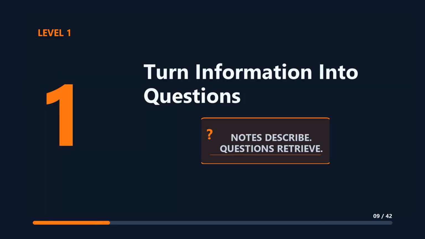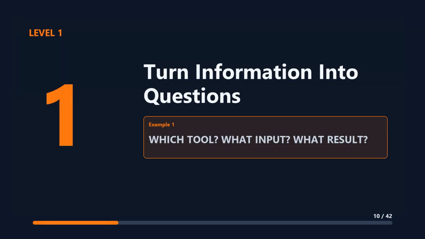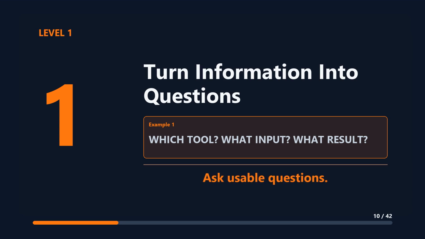Stage 1 is turning information into questions. Notes describe what you saw. Questions create a reason to search your memory later. Ava changes a note called useful spreadsheet formulas into practical questions. Which formula fits this task? What information does it need? What result should it return?